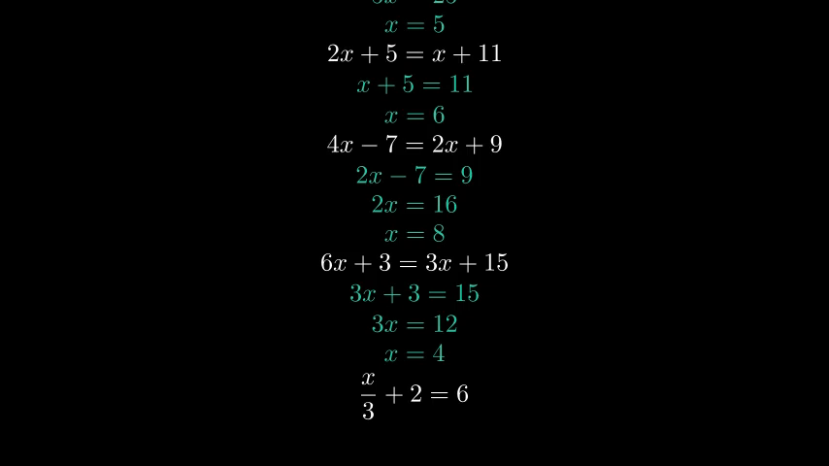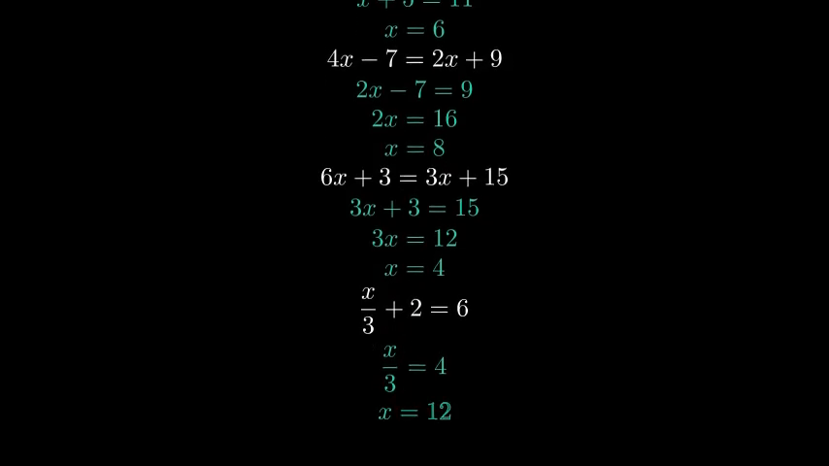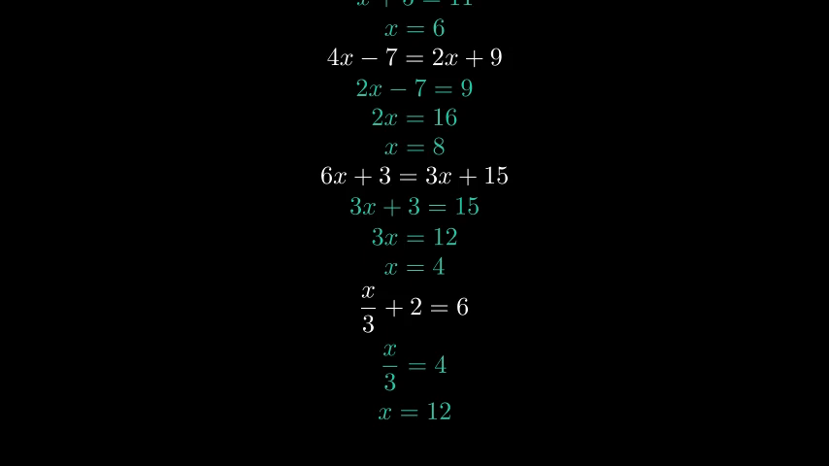Let's try a fraction problem. Question 7. x over 3 plus 2 equals 6. Pause. Solution. Subtract 2 to get x over 3 equals 4. Multiply by 3 to get x equals 12.